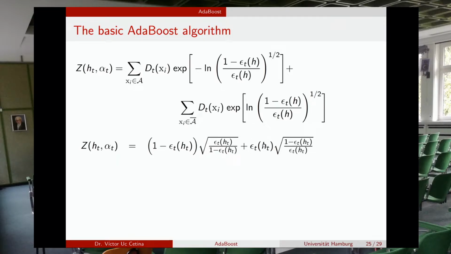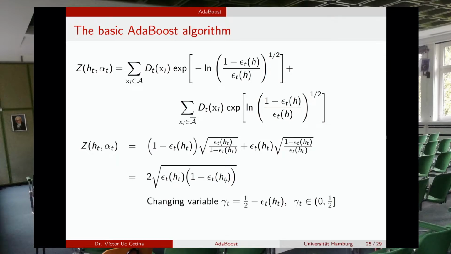You can move it inside the square root, but squared, so you will have epsilon squared, and epsilon squared over 1 minus epsilon will disappear this epsilon, and in the end you will have 1 minus epsilon here, which is exactly the same that you will have here. That's why by doing that we can then have 2 times the square root of epsilon times 1 minus epsilon. Okay, so this is a way to compute this Z function.